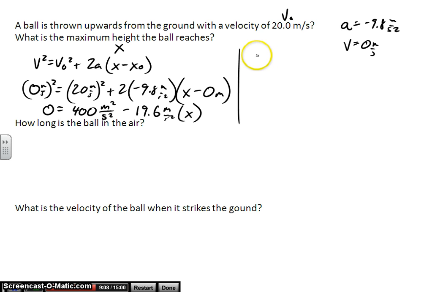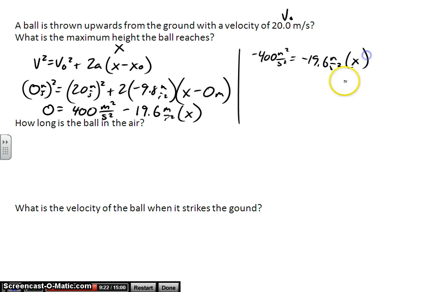Let's finish some algebra up. Negative 400 meters squared over seconds squared equals negative 19.6 meters over seconds squared times x. Let's divide both sides. Looks like my maximum height will be 20.4 meters.